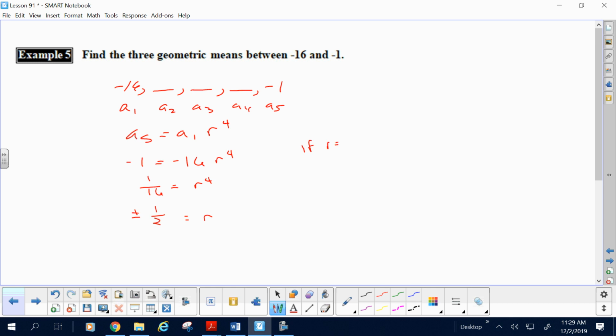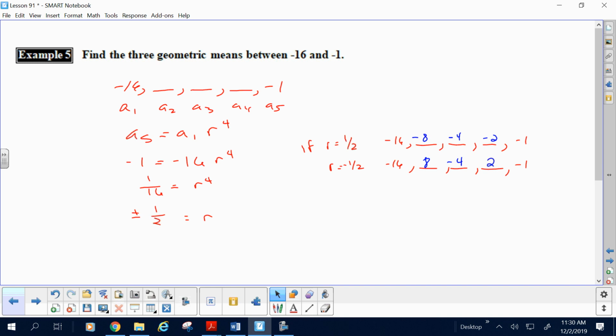If R is 1/2, then the fill in the blanks are what? 8, -8, -4, -2, and -1 checks. Do you agree? If R is -1/2, then the 3 fill in the blanks are +8, -4, +2, and -1 checks. Making sense? You with me?